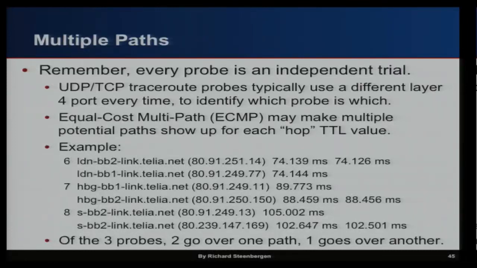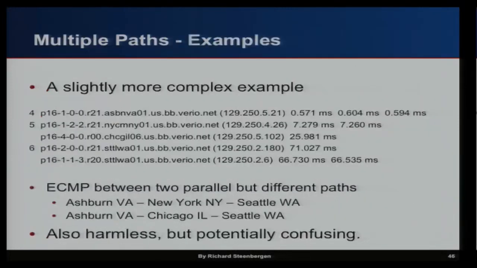It says, here's another result that we got. And so people have to know how to interpret that. You see that a lot on the internet. Of the 3 probes, 2 go over one path, 1 goes over another. Very simple. Now we get into some more complex examples.